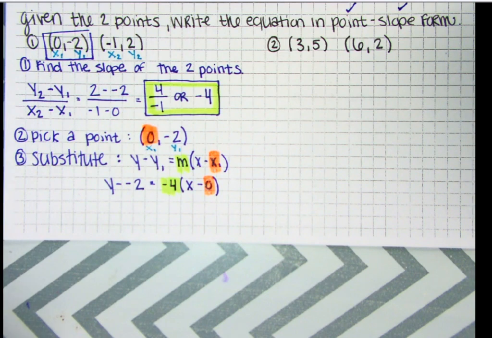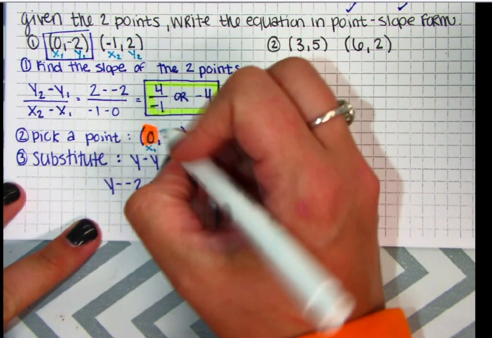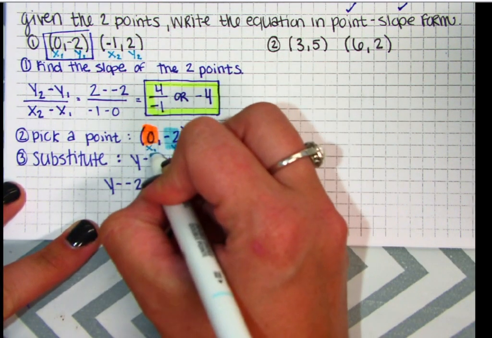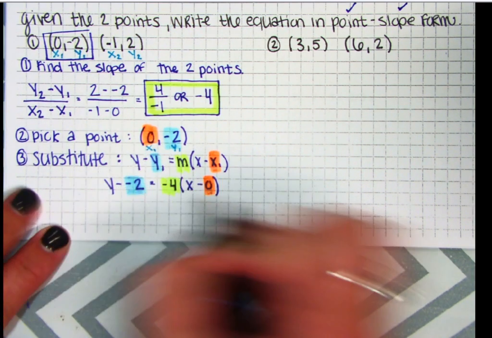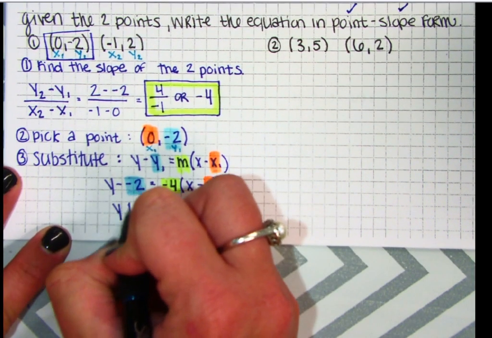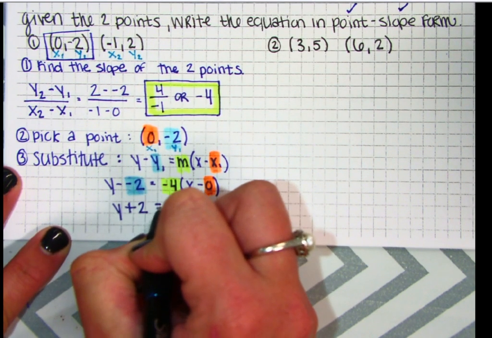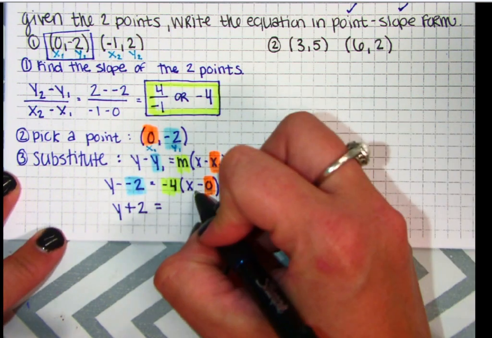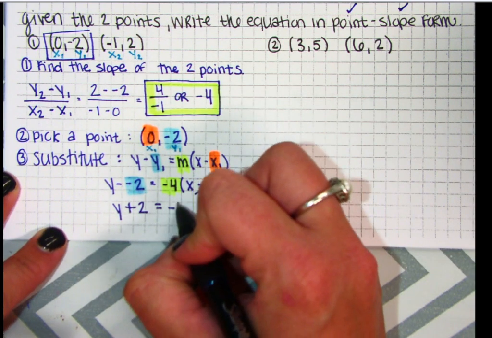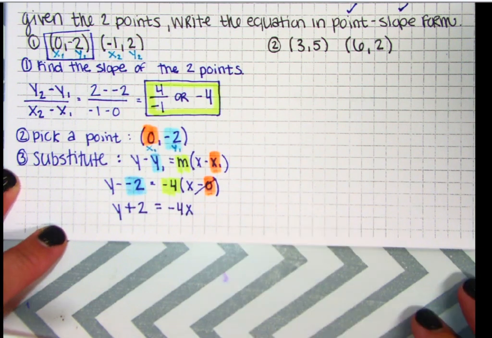Okay, and here's y1, negative 2. Now, some of you took it a step further and solved for y. You don't have to do that because this problem only wants point slope form. So substitution is all you need. To simplify here, we have y minus negative 2, which just becomes y plus 2. Do we need to write this minus 0? No. So I'm going to cross it out, and it's just negative 4x, and you're done.